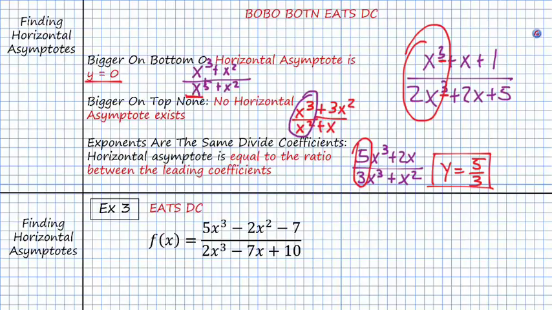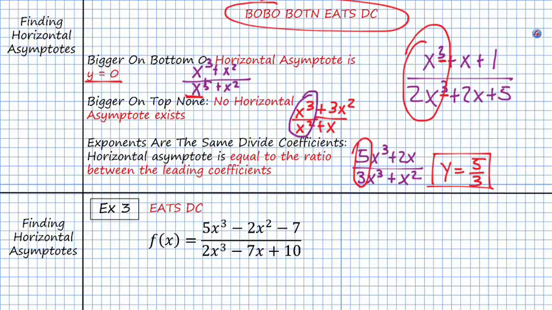And a lot of the times what I'll say is Bobo botany eats DC. And that's just kind of like a memory device to help you remember all these conditions. So bigger on bottom, 0. Botany, bigger on top, none. And then eats DC, equal, or exponents are the same, divide coefficients.